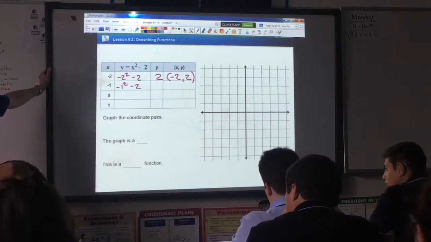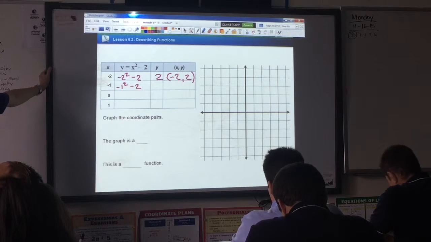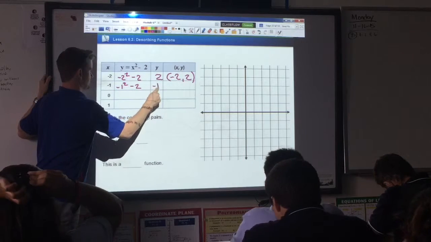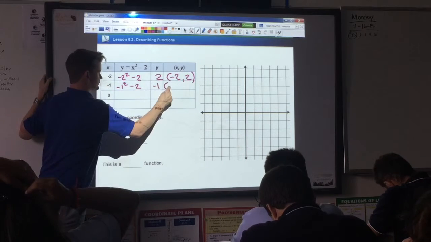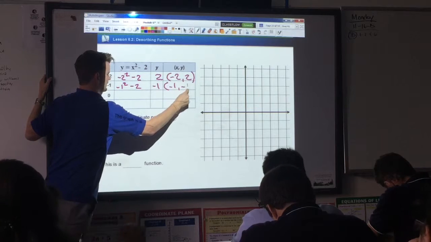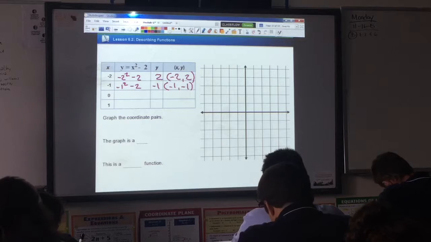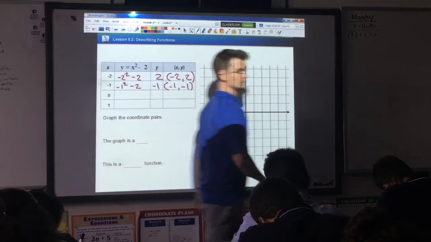And then what is 1 minus 2? Negative 1. So we substitute negative 1, we get negative 1 out the other side. So negative 1, comma, negative 1. None of this, once again, is new math. It's just simple substitution.